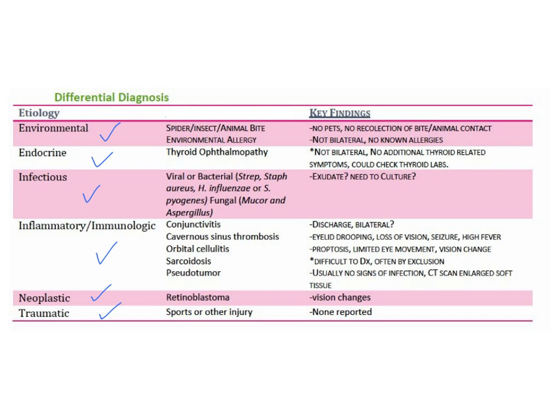And as you're learning about these issues, it can be very helpful to organize it in this way. So for environmental here, she's listing spider, insect, animal bite. Key findings: there were no pets. They didn't have a recollection of animal bites. If it's an environmental allergen thing that's going on, it's not bilateral. There are no known allergies. So you can see here, from the components that she's written about, what she got in the HPI, what she did in her review of systems, she's really starting to narrow down.